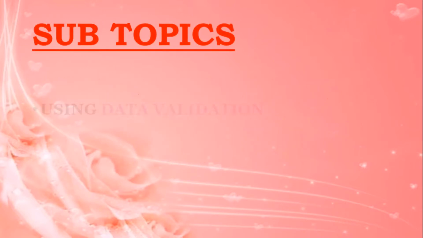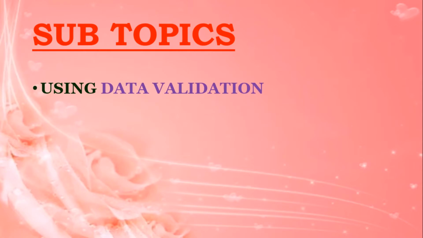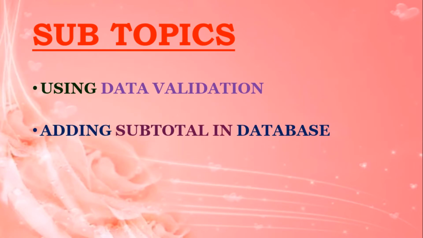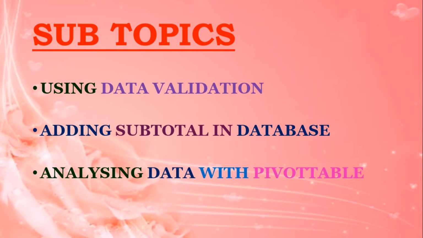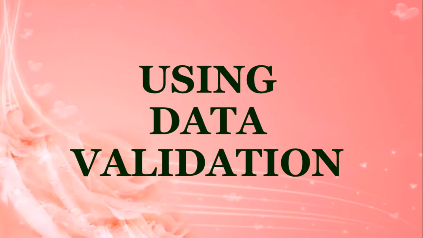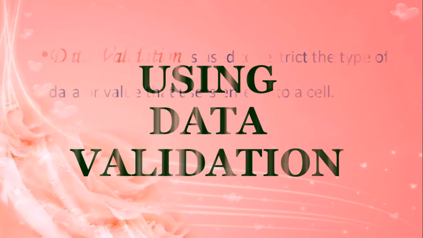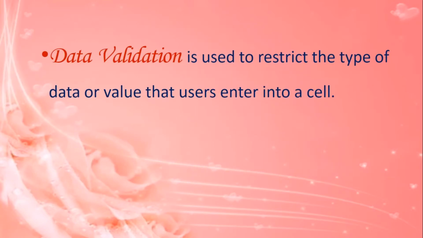So let's continue with chapter number 2, that is using Excel as a database. For today your subtopics are using data validation, adding subtotal in database and analyzing data with pivot table. So let's start with data validation. What actually is using data validation? Data validation is used to restrict the type of data or value that users enter into a cell.